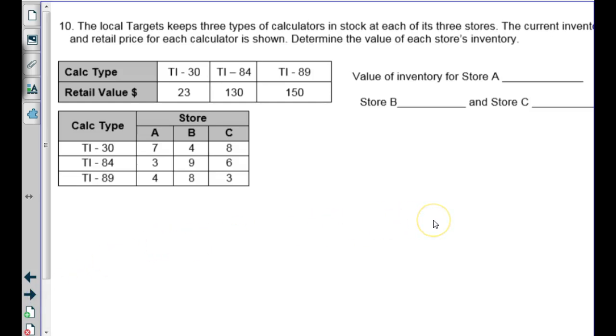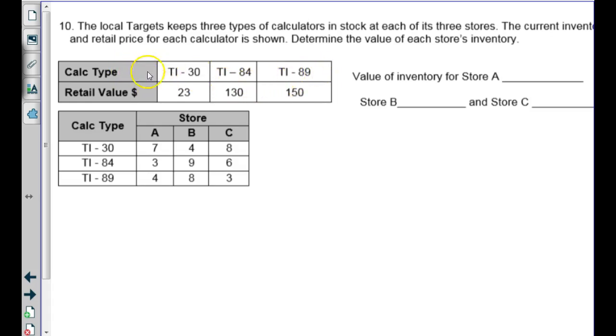All right, number 10. The local Targets keep 3 types of calculators in stock at each of its stores, okay? The current inventory and retail price for each calculator shown determine the value of each store's inventory. Any idea what we're doing here?